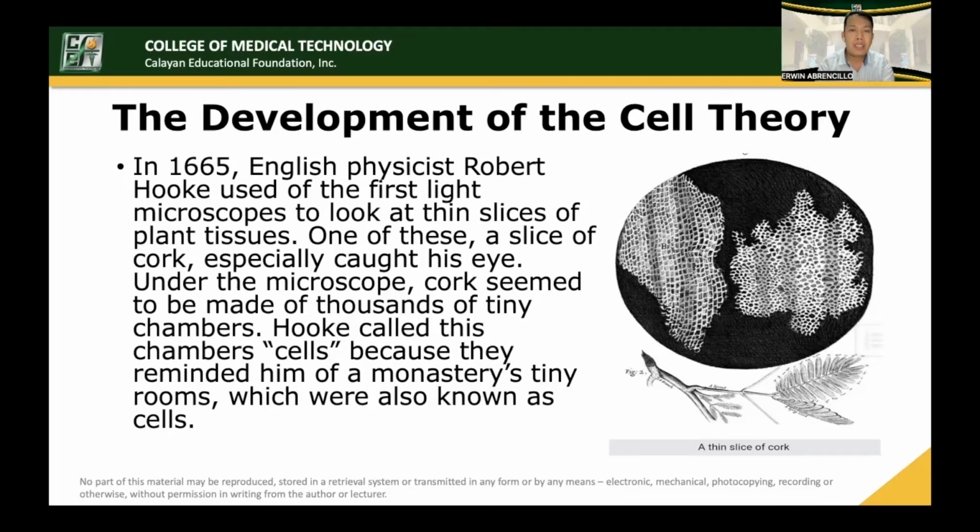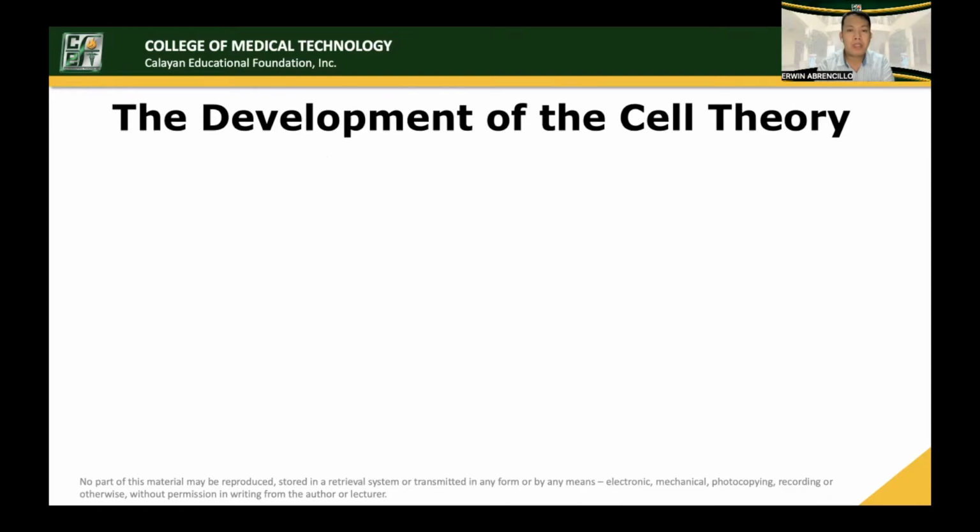In that case, the microscope was already invented. But it was not mentioned that it was Robert Hooke who invented it; rather, it is a version of Robert Hooke's microscope that he used in 1665 that led to the discovery of the existence of the cell.